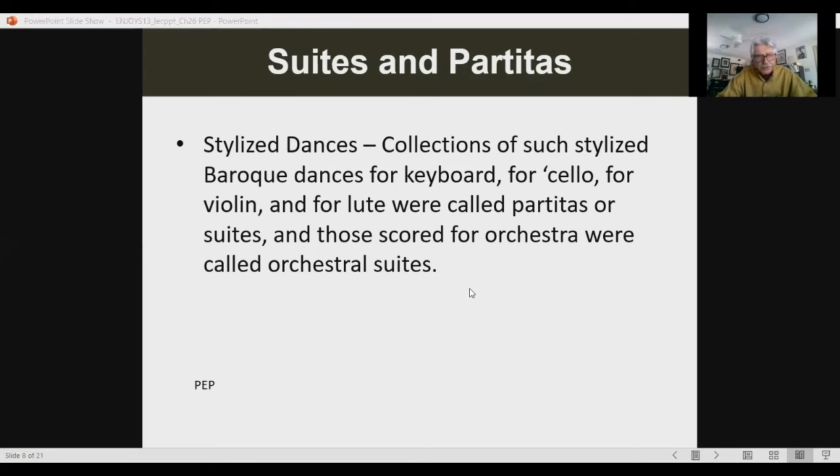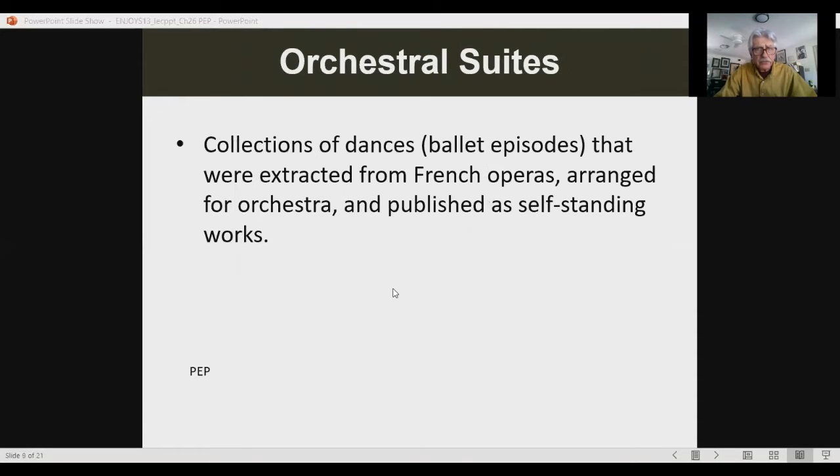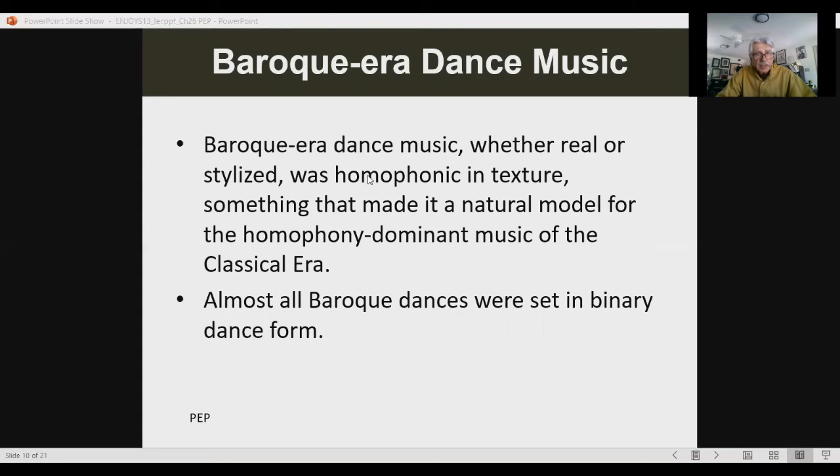Again, dances could be for cello or solo violin or solo lute. Sometimes they were called partitas as opposed to suites, basically the same thing. Or for orchestra, well, they're called an orchestral suite. Ballet dancing in France was really popular for the king and the court. So music was written for dancing, and some of these dances were made into orchestral movements of the orchestral suites. So again, with this Baroque era dance music, the term stylized means they borrow the characteristics of the dance that was originally danced to, and then make it into a concert piece.